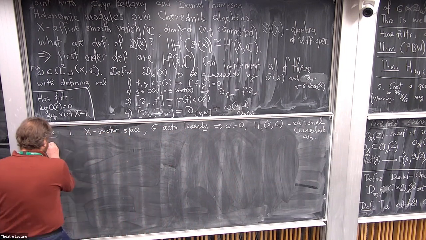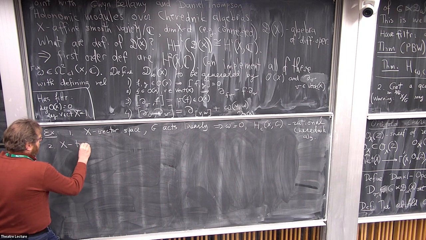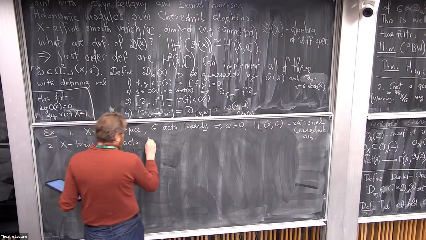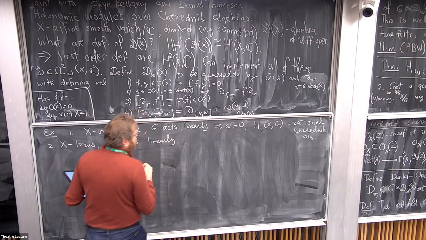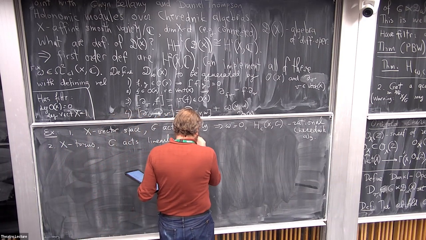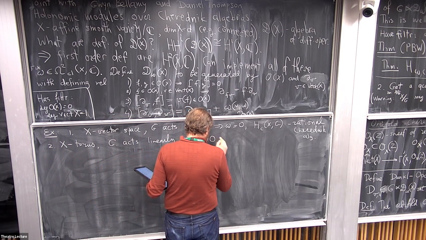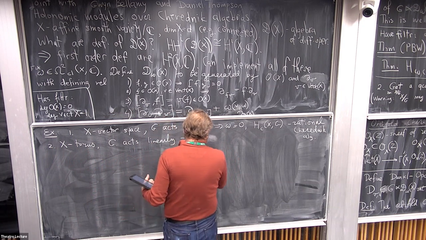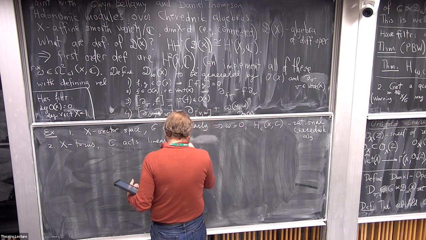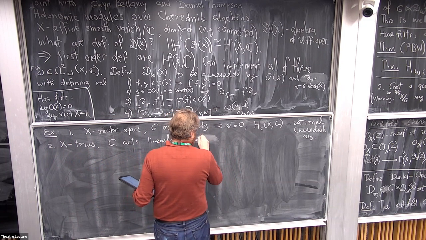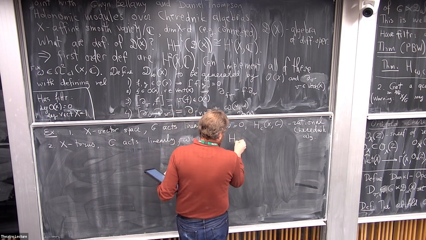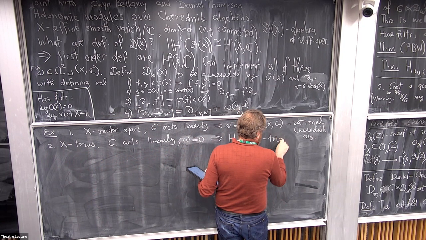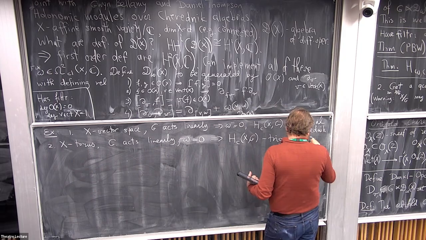And then the second example is when X is a torus and G acts also linearly, then still omega is zero. So, not necessarily zero, but let's take omega to be zero. And then we'll get that H_c(X, G) is a trigonometric Cherednik algebra.